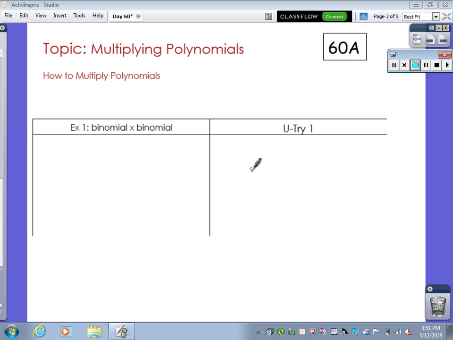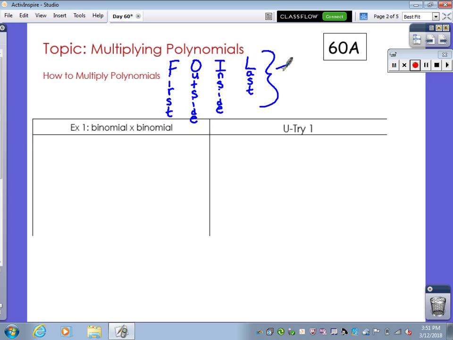But for binomials, we have an acronym called FOIL, and it will make more sense as we go through the problems, but I'm going to write it out for you now. FOIL, the F is first, meaning you multiply the first term in each set of parentheses. Outside, you multiply the outside terms. Inside are the 2 inside ones, the ones that are only separated by the parentheses. And L is last for the last term in each binomial. Okay, so FOIL works for 2 binomials being multiplied.